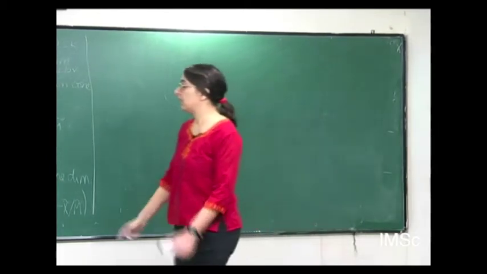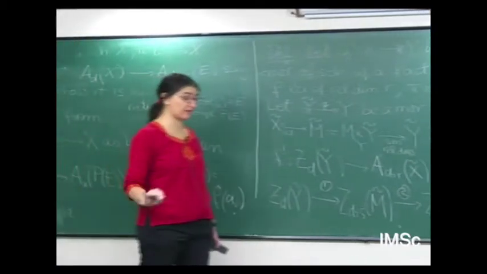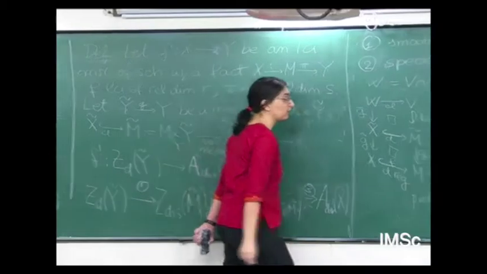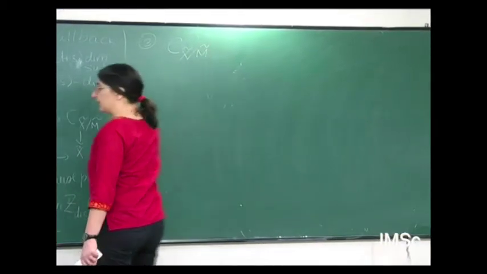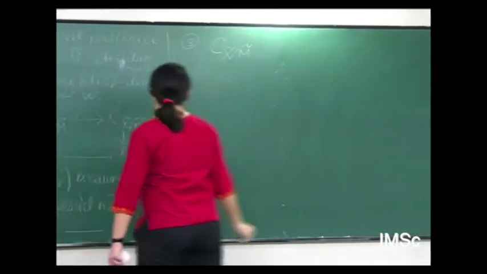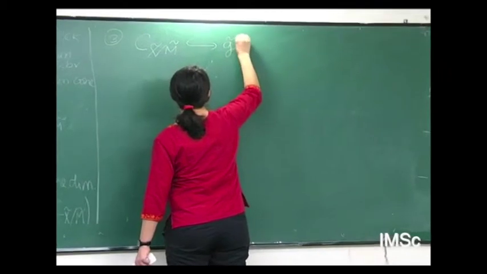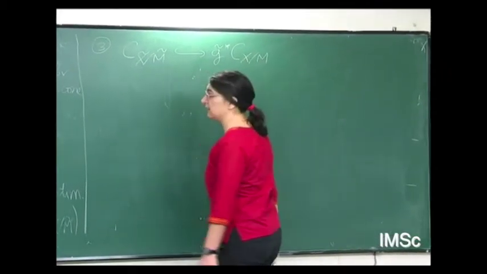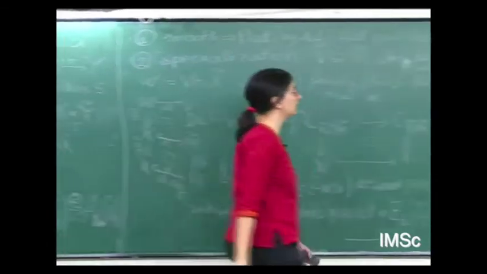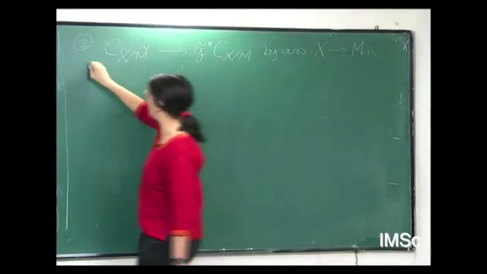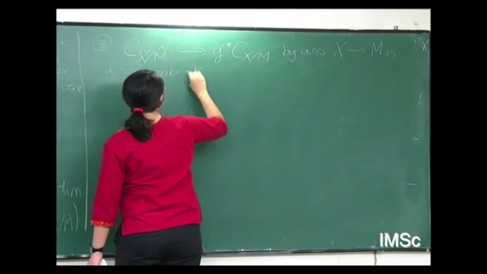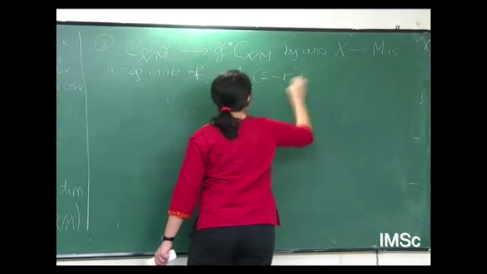And now notice that step one and step two are steps which happen on the cycle level. So I don't need rational equivalence yet. And now I come to rational equivalence, step three. I have C_X twiddle M twiddle. Let me look at this map again. This is a closed embedding into G twiddle pullback of C_X M. But by assumption, X in M is a regular embedding of codimension S minus R.